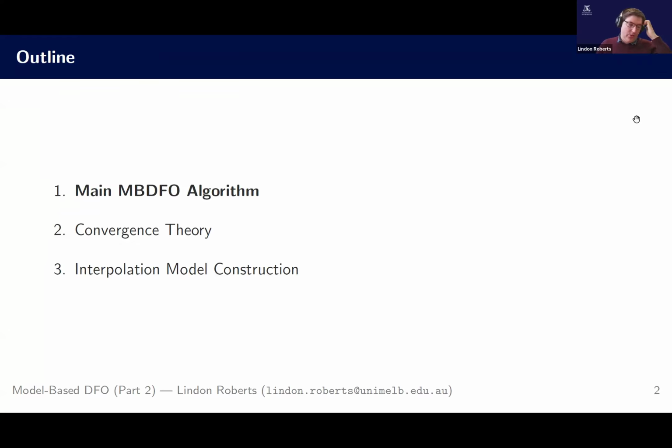So today I want to talk about the classic model-based DFO algorithm and basically derive that and what that ends up looking like, prove its convergence, and then talk about how we go about constructing interpolation models. So these are the basic building blocks, and then tomorrow we'll look at how this gets extended in a somewhat more practical way. These are the basic ideas.